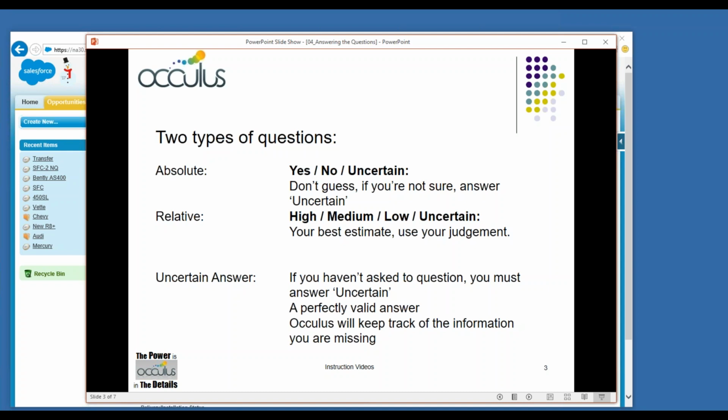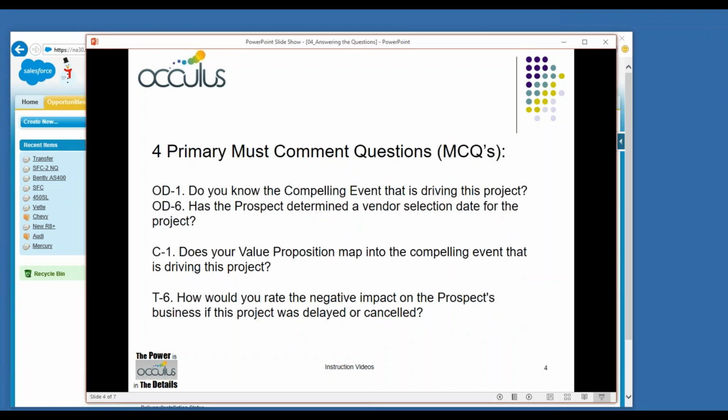In an early stage deal, which is what we're going to do today, there will be an awful lot of information that you don't know and uncertain. So it's a perfectly valid answer. Don't be afraid to use it. And Occulus will keep track of when you've answered uncertain, and in the analysis it will just print out a list of data that simply says you need to get this information. Very straightforward, very simple, and it stops things from falling through the cracks.